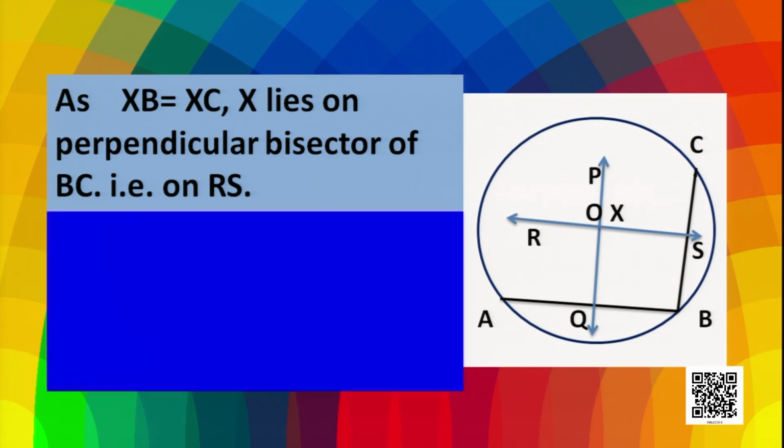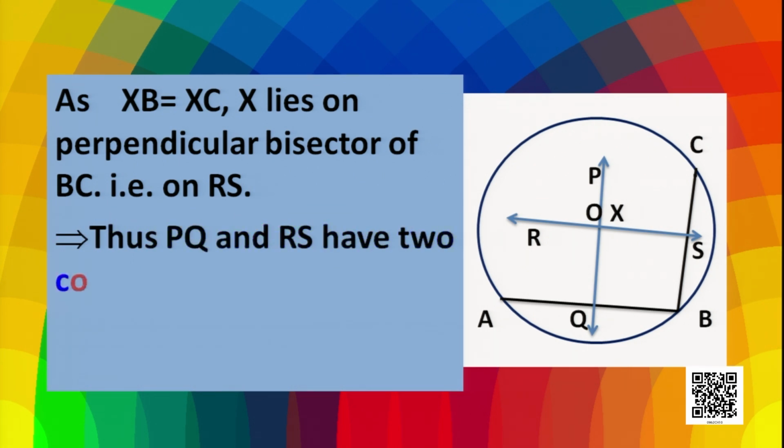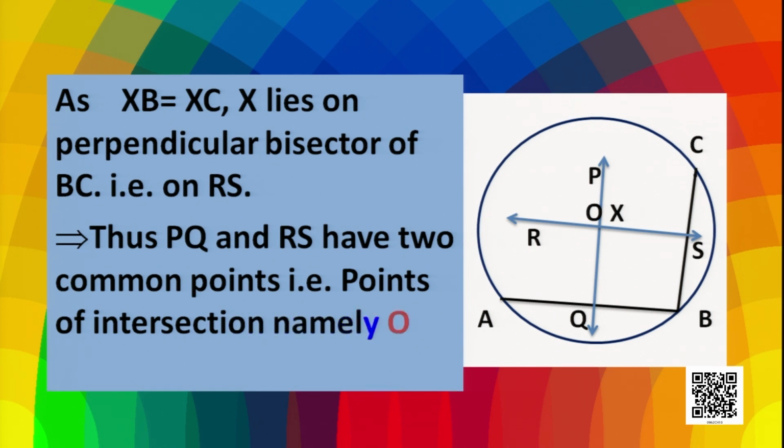Now you see, PQ and RS have two common points. That is, one is O and the other is X. Do you know that two lines can intersect only at one point, not at two points. Two common points means two intersecting points. So it is not possible.